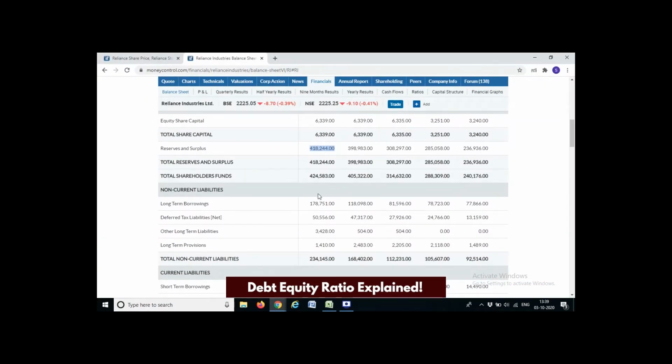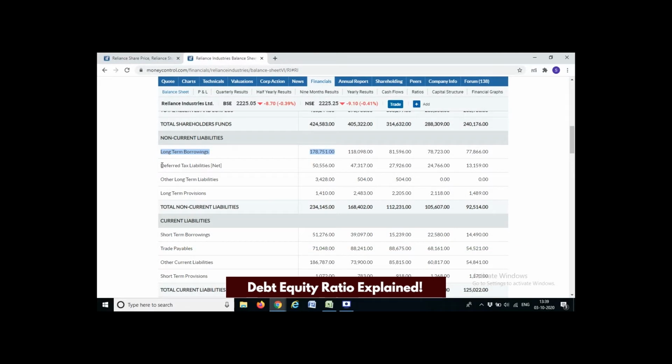So what is debt? If you see here, it is long-term borrowing. So this is basically outside loans. We will not include deferred tax. We are not going to include other long-term liabilities and not even provisions.